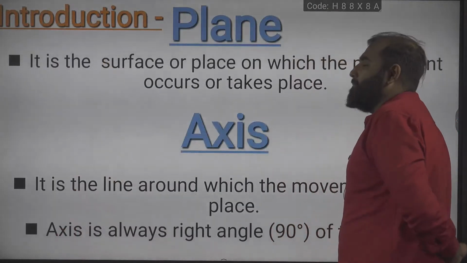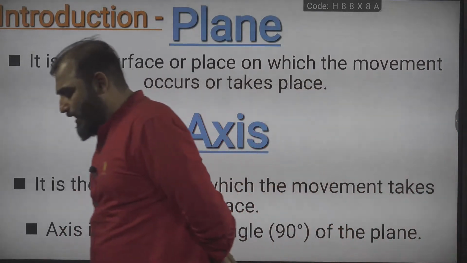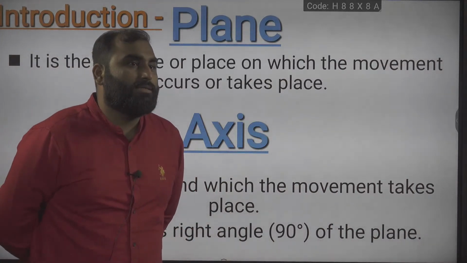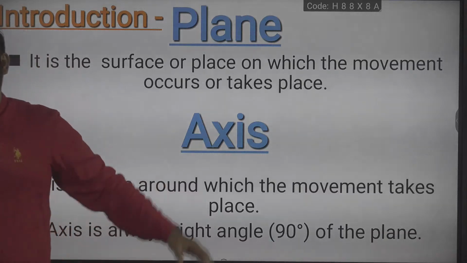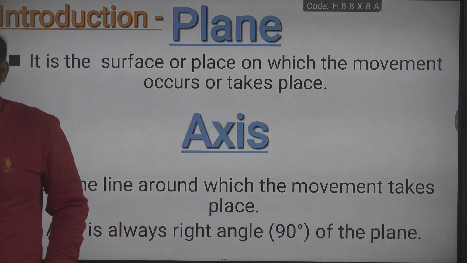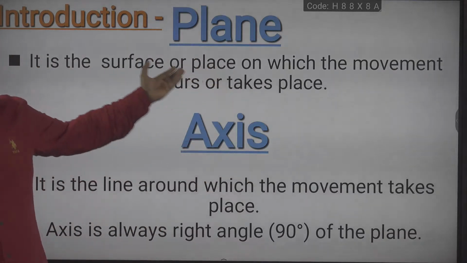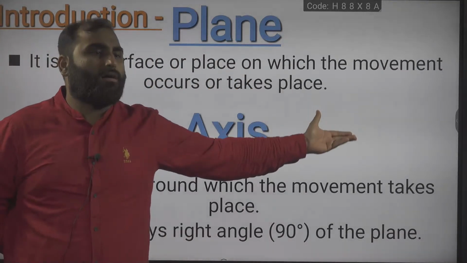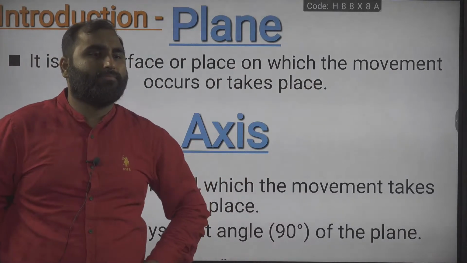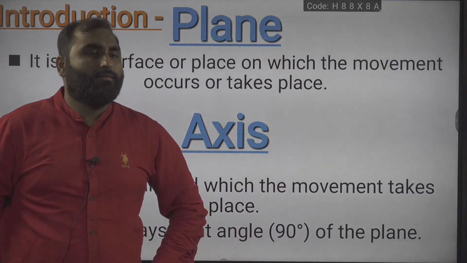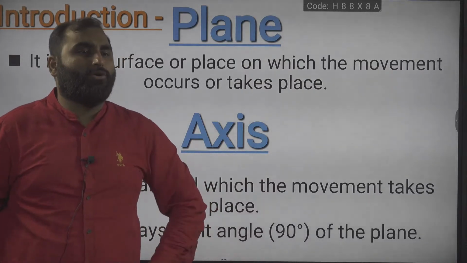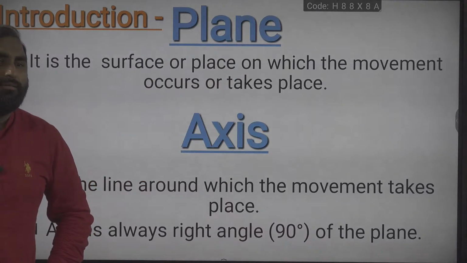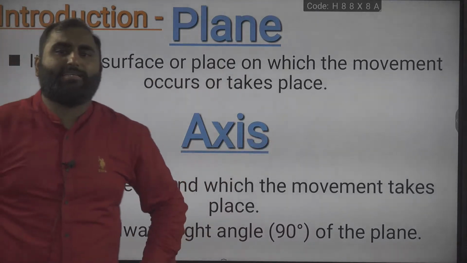Now that was all about different anatomical positioning terms. Now what are we going to study? Now we are going to see the plane and axis. What is a plane? It is the surface on which movement occurs or takes place. I will say all the plane names. Don't worry, Dheeraj. There are a total of 3 planes. We are going to see all the planes. And you are very well aware of the axis.